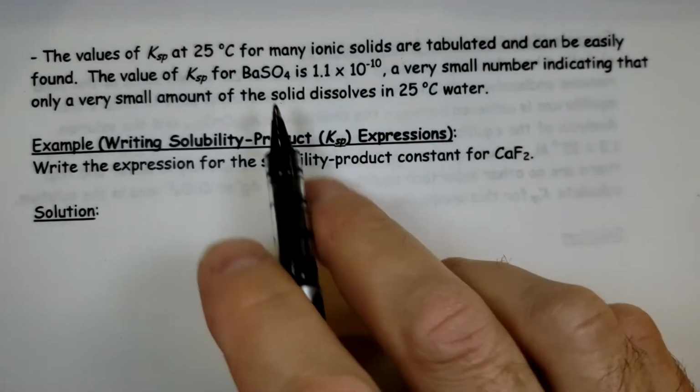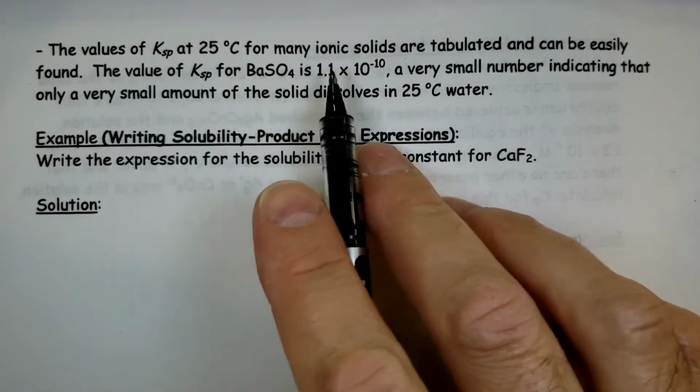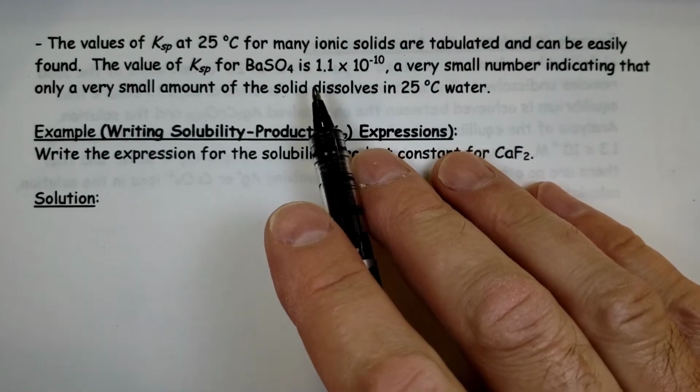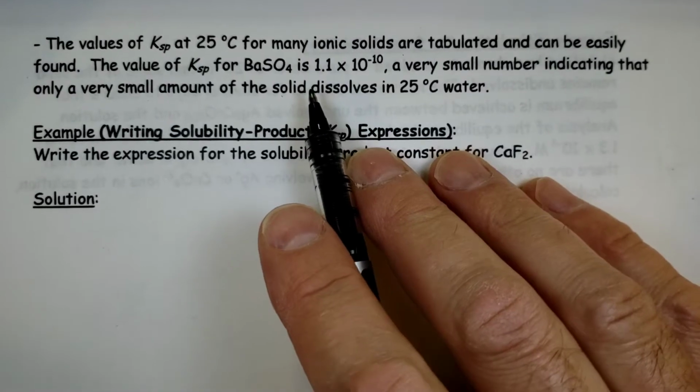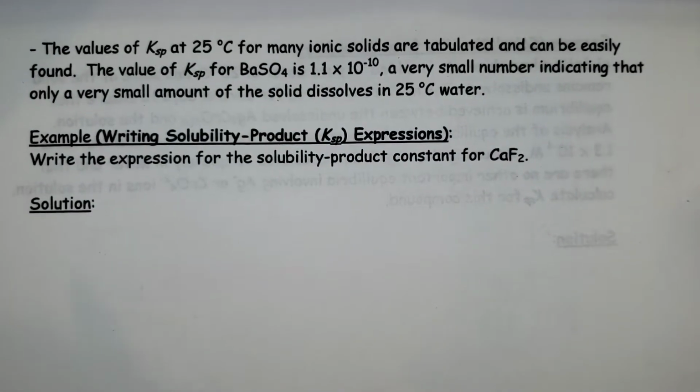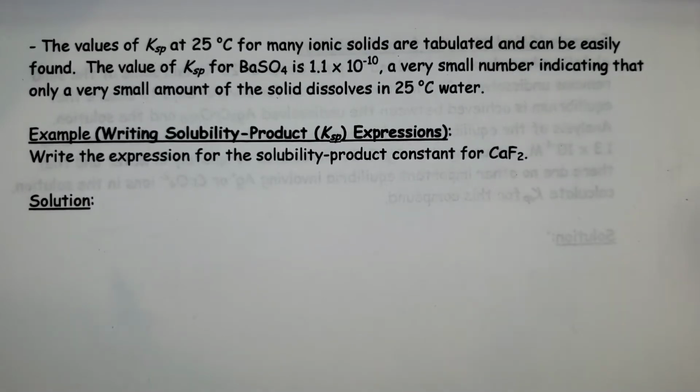All right, on the next page, the values of KSP at 25 degrees C for many ionic solids are tabulated and can easily be found. So if you Google search KSP values, you can easily find them. And most of them are around a certain temperature, because they can be different at different temperatures depending upon whether the reaction is exothermic or endothermic.